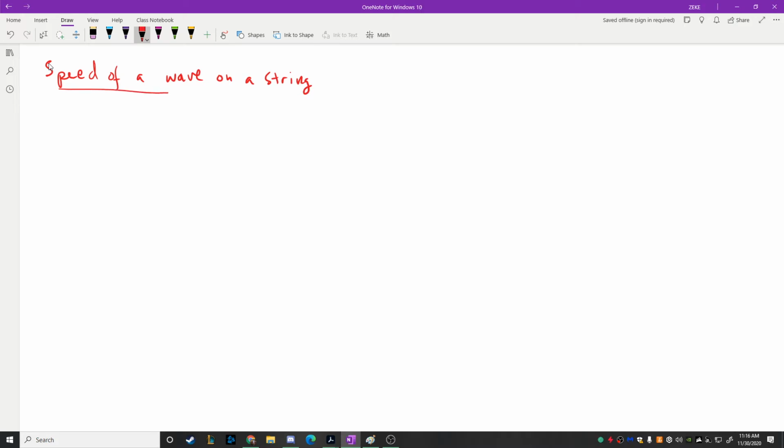Okay, so your book goes through kind of a derivation of this. I don't personally find it particularly meaningful. I think it's better to just understand what this equation represents. So I'm going to write down the equation, and we'll talk about what it means.